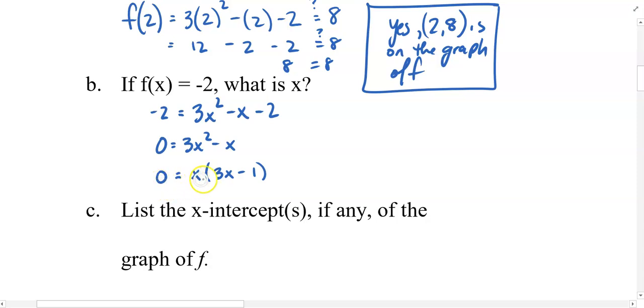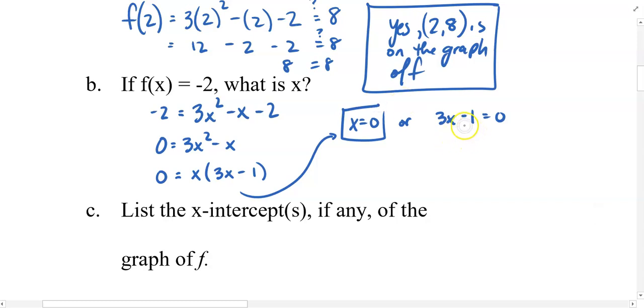So if 0 is equal to x times (3x minus 1) after we factor, then we know that x is equal to 0, or 0 is equal to 3x minus 1. We set the two factors equal to 0, so I'll write this one this way just to be consistent. So here's one of our solutions, and after I add 1 and then divide by 3, then I see that my second solution is 1/3.